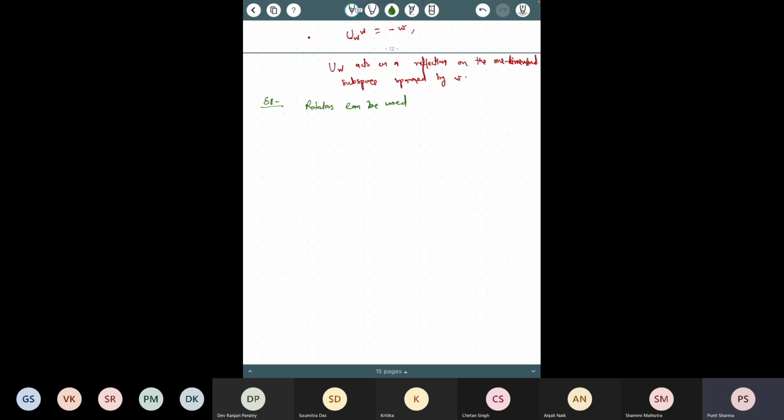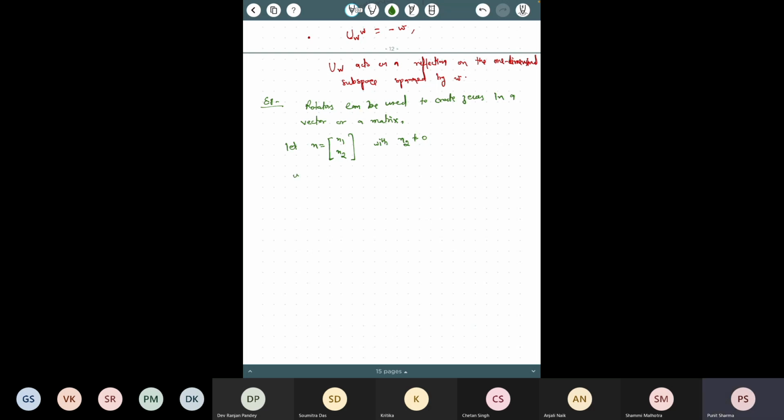So rotators can be used to create zeros in a vector or a matrix. How can you do that? Suppose that we have a vector x, and assume that x2 is not 0, because if x2 is 0, then there is nothing to do. Let us understand this with a 2 by 2 example. Suppose x is of the form x1, x2, and x2 is not 0.